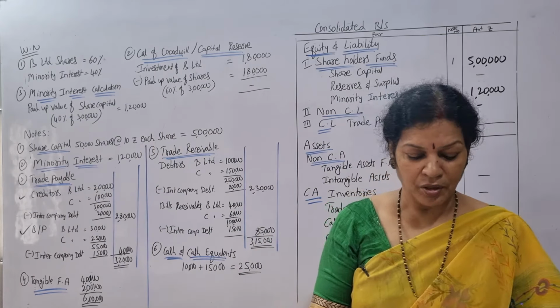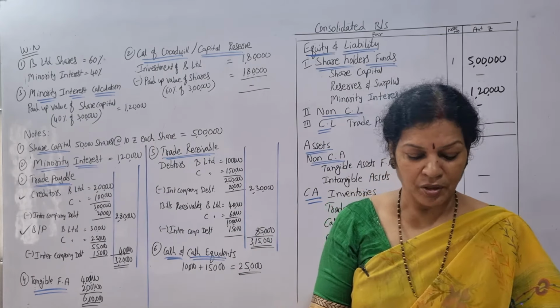So altogether, total creditors are 2 lakh 80 and total bills payable is 40. Altogether 3 lakh 20,000. 3 lakh 20,000 is the trade payable. Trade payable means creditors and bills payable. Creditors 2 lakh 80, bills payable 40,000. 3 lakh 20 is the trade payable. Where is trade payable? Here. 3 lakh 20,000. So if we total up, we'll be getting 9 lakh 40,000.